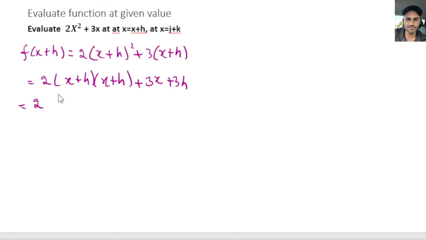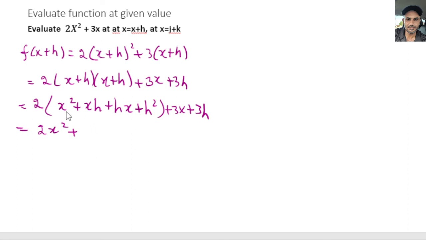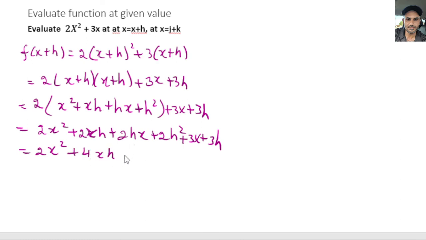Next step would be the same. You multiply the terms here. So we have in parentheses x squared plus xh plus hx plus h squared, plus 3x plus 3h. And then we distribute this 2 inside the parentheses. We have 2 times x squared is 2x squared, plus 2 times xh is 2xh, plus 2 times hx is 2hx, plus 2 times h squared is 2h squared, plus 3x plus 3h. And now we simplify this further. So we have 2x squared. This xh is the same as hx, so these two add up. 2 plus 2 is 4xh plus 2h squared plus 3x plus 3h.